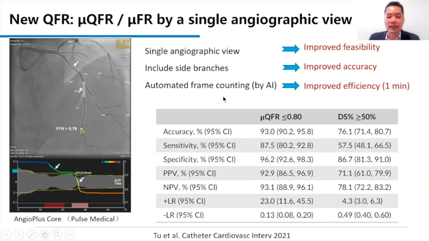And using artificial intelligence, we automated the frame counting. This will improve the efficiency, so the entire analysis time can be reduced to 1 minute. And as you can see in the FAVOR II China study population, we found that this single view new QFR has a diagnostic accuracy of 93%.